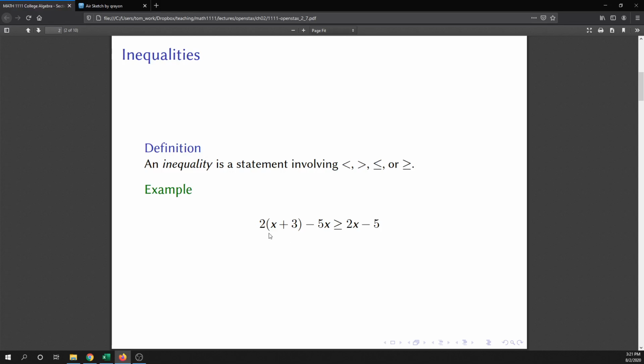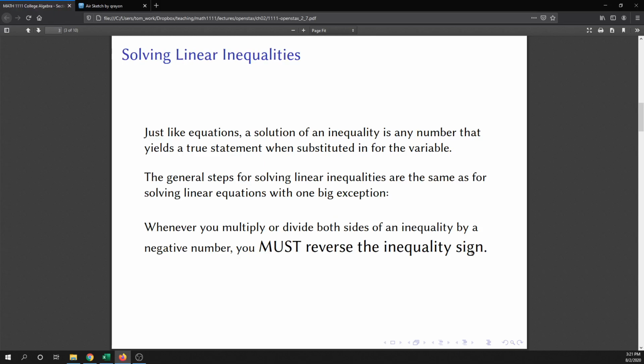You can see this looks a lot like the equations that we were solving before. The main difference is that instead of an equal sign right here, we have one of the inequality signs, in this case, greater than or equal to. That's the main difference between an equation and an inequality. Just like before, we want to solve these linear inequalities, and it's pretty similar to what we did before. Once you get away from linear inequalities, it's more complicated, but for right now, we are just sticking with linear inequalities.